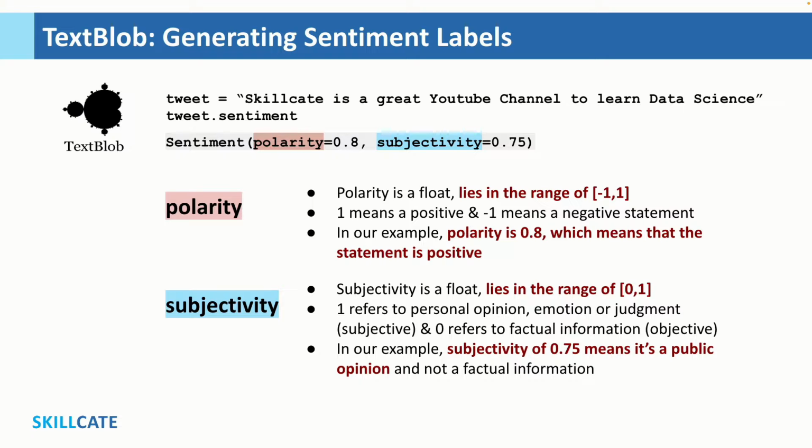Then we have subjectivity. Subjectivity lies in the range of 0 to 1, where 1 refers to personal opinion, emotion, or judgment, basically a subjective sentence, and 0 refers to a factual statement like I live in India, an objective sentence. In our example case, we are getting a subjectivity score of 0.75, which means it's sort of a public opinion and not factual information. So together, polarity and subjectivity give us a good understanding of the sentiment of our tweet.